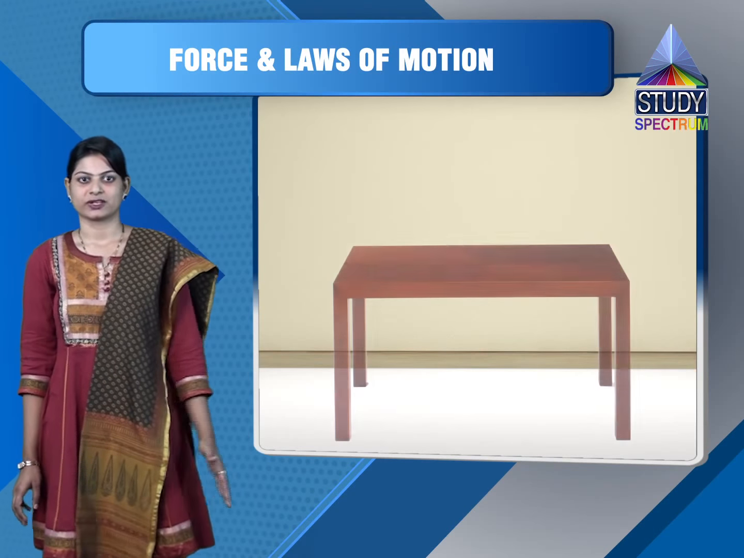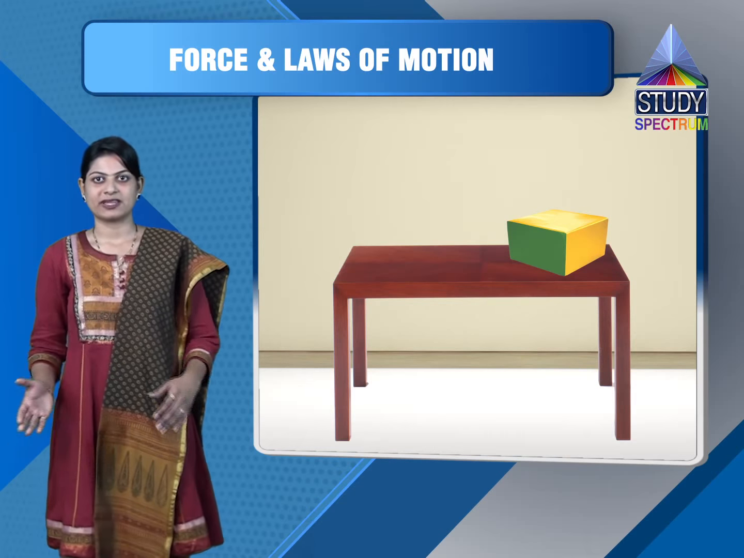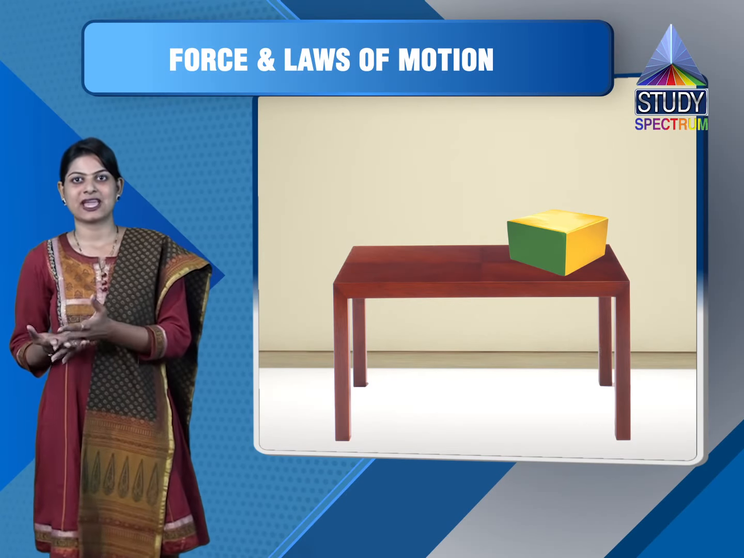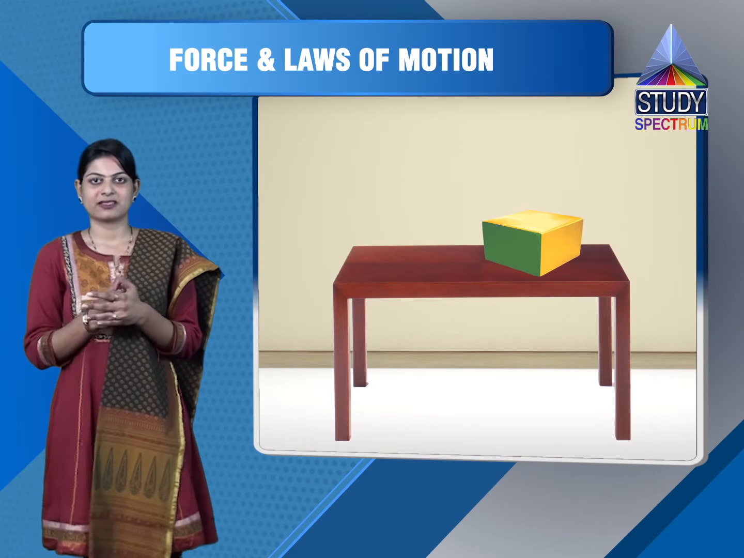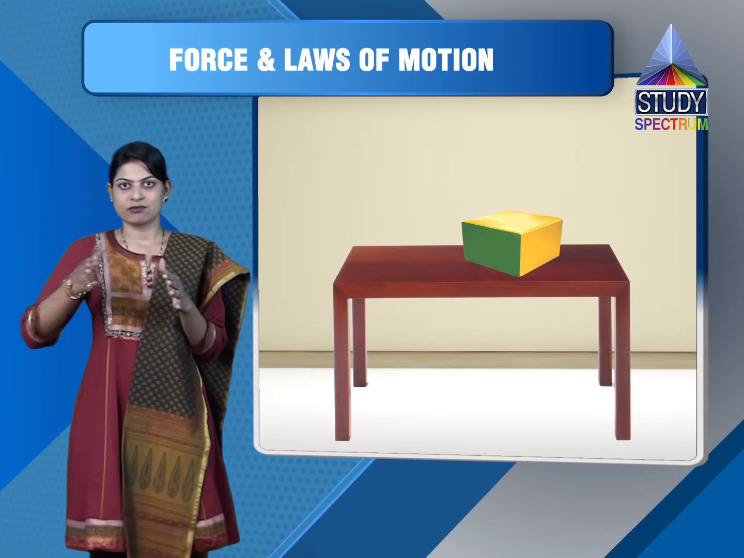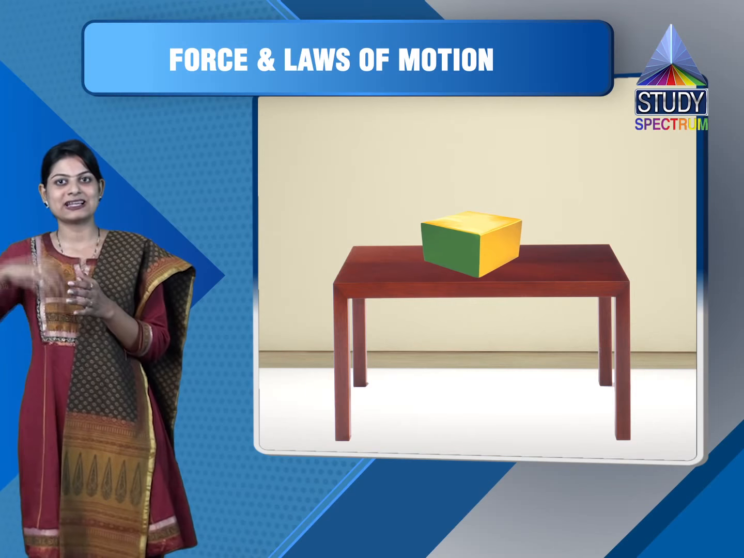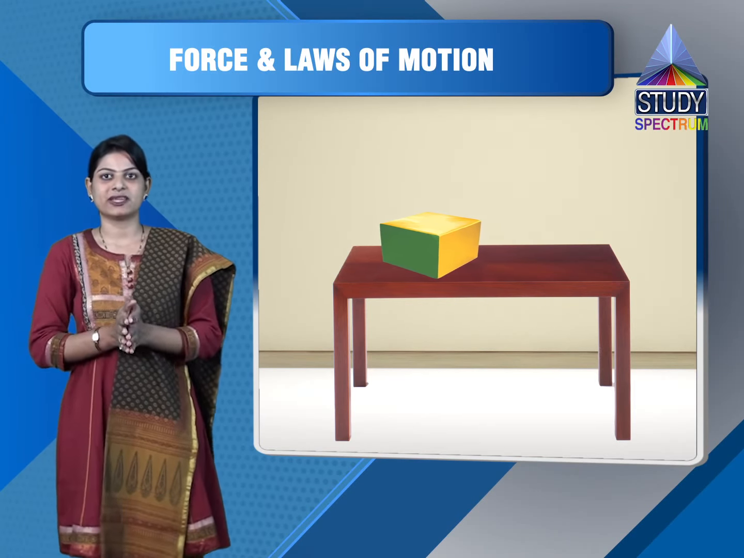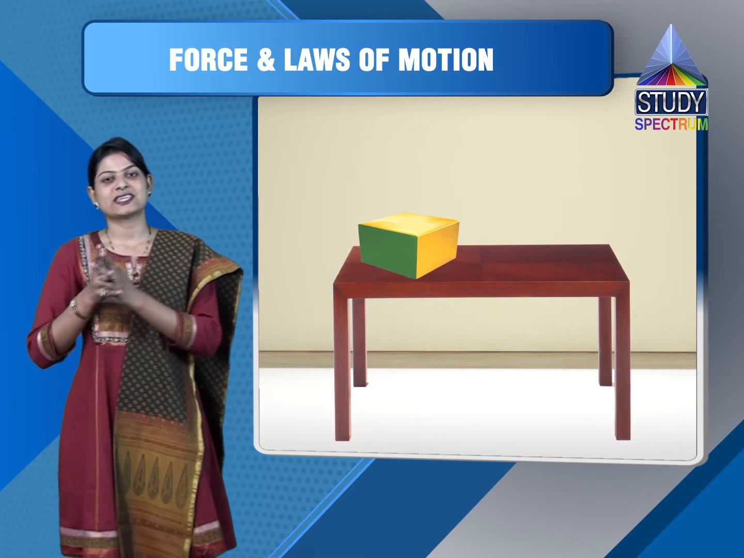Inertia of motion. What is inertia of motion? It is the inherent property by virtue of which a body continues to stay in the state of rest. How can we explain that? A body which is in motion continues to stay in the state of motion unless and until it is acted upon by another force. So that property of the body to stay in the state of motion is called inertia.